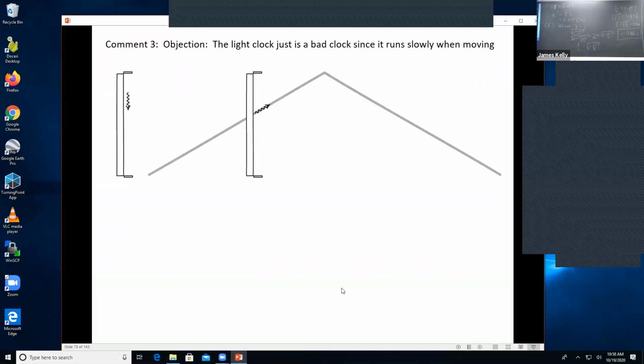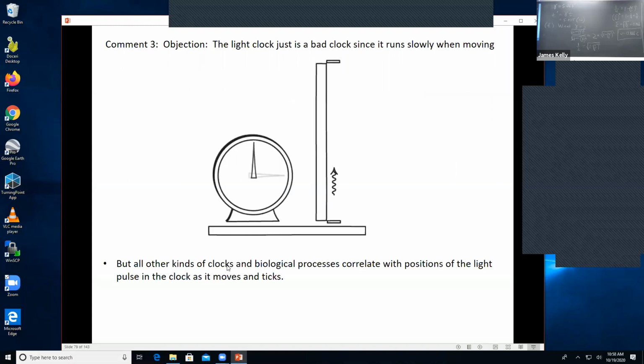Here's just a picture that we've already seen. This clock can't be trusted. The objection is that that's just a bad clock. It doesn't run like a clock that we have on the wall or a digital wristwatch or something like that. The argument against that is that we could place this light clock next to a perfectly standard clock, any other kind of clock, and we would see a certain correlation between ticks of the light clock. Maybe we have 1 million ticks of the light clock correspond to 1 second elapsing on this one, right? We could make those observations.